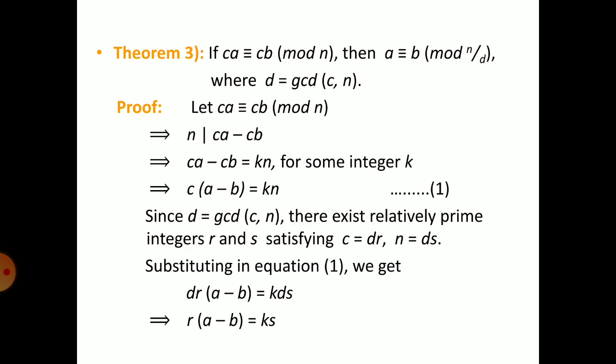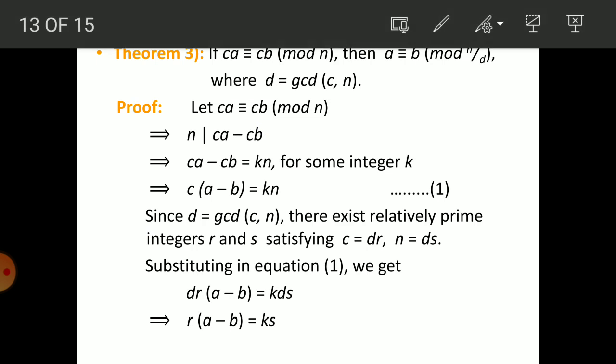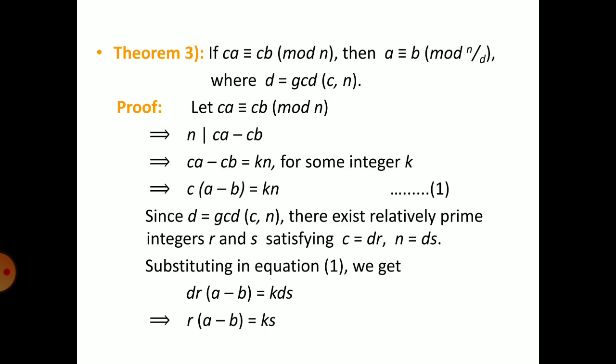Now to prove this, we shall consider CA is congruent to CB mod n. Apply the definition of congruence. This means n divides the difference CA minus CB. By the definition of divisibility, n divides CA minus CB implies that CA minus CB equals Kn for some integer k. On the left side, take C common and call this equation 1: C times (A minus B) equals Kn.